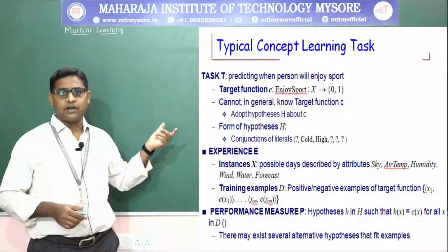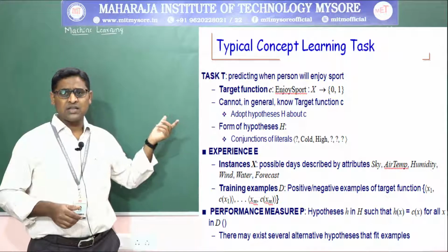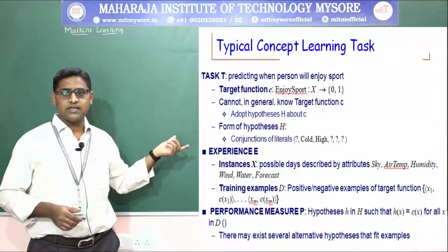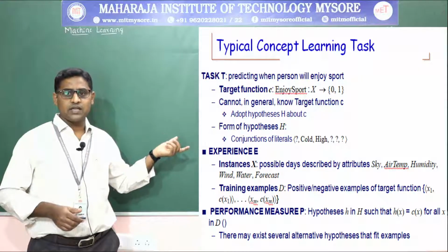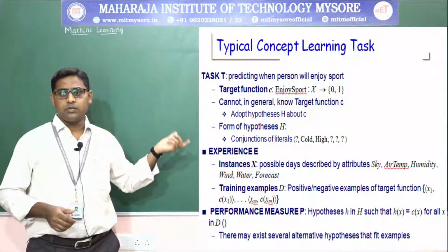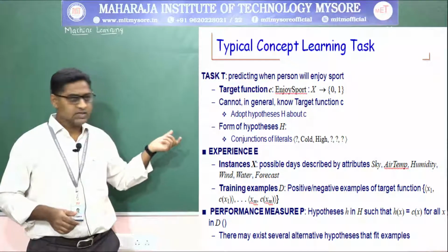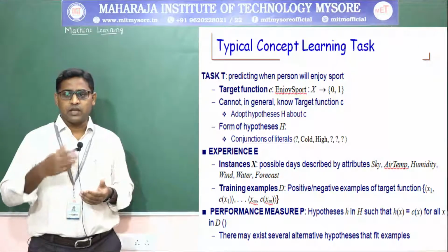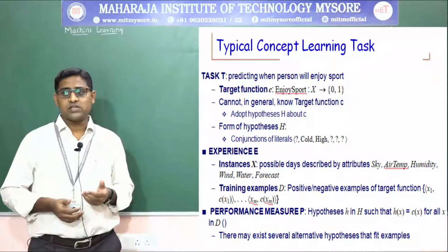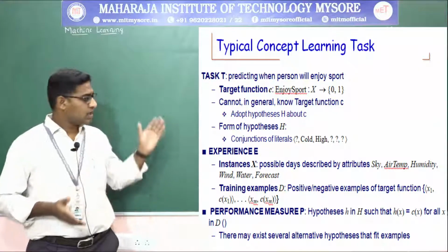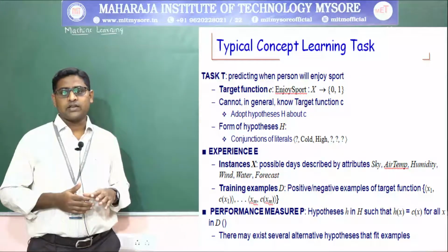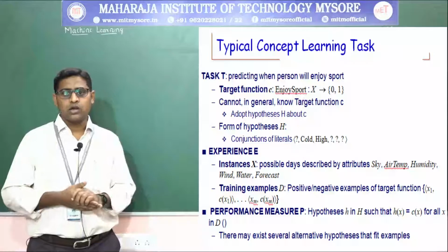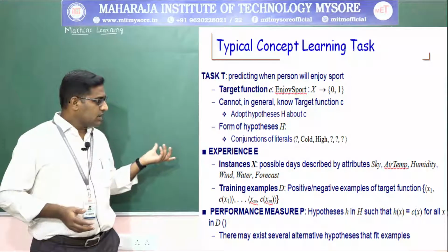So earlier we have discussed what the task is. Task is T. Then the next one is experience. Experience is E. So experience E is nothing but the instances of x on all possible days described by the attributes like sky, air temperature, humidity, wind, water and forecast. So the training examples will give you the positive and negative examples of the target function with the data set from x1 to xm. So concept learning of x1, concept learning of x2 and so on, up to concept learning of xm.